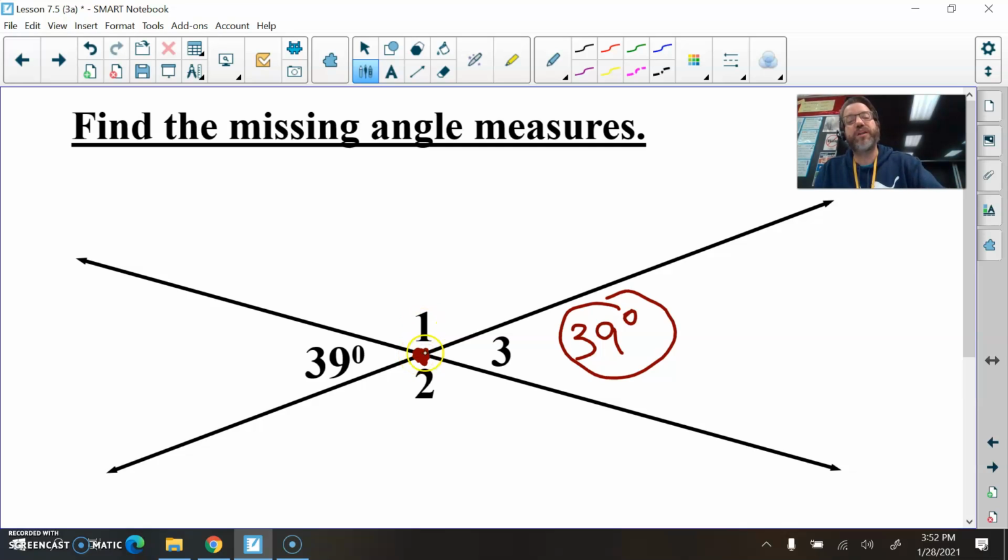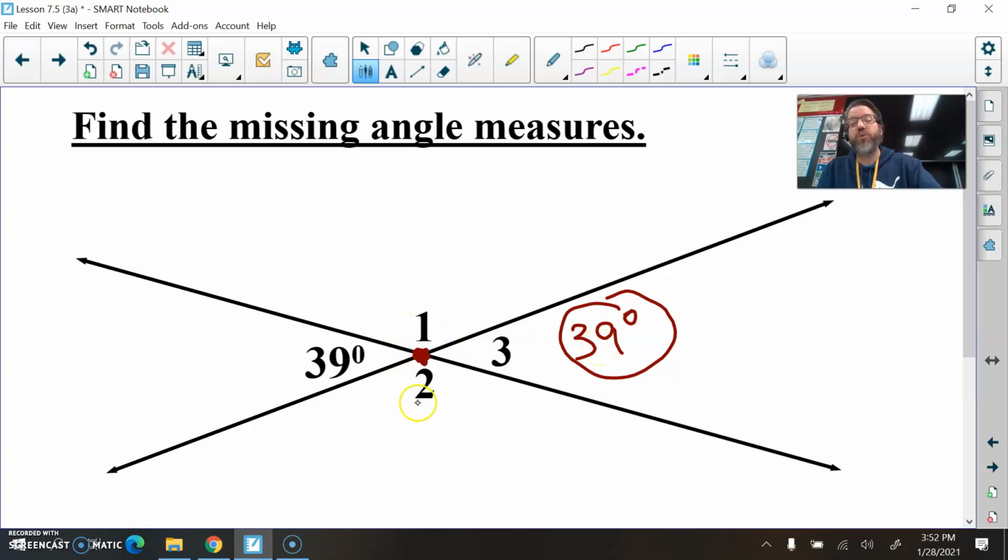By the way, angles 1 and 2 have to both be the same measurement as each other as well, because angles 1 and 2 are vertical angles. So if I find angle 1, I'll know angle 2. If I find angle 2, I'll know angle 1. So these are the same because they're vertical angles. That's how I know this is 39 degrees.